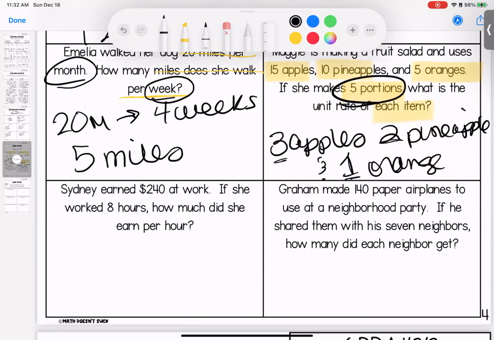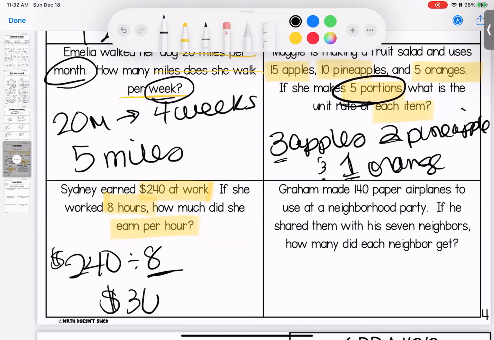Down here, Sydney is earning $240 at work if she worked 8 hours. How much did she earn per hour? To figure out the per hour, we would do our 240 divided by 8, which is the hours that she worked. That tells us that she's going to earn $30 per hour is her unit rate.